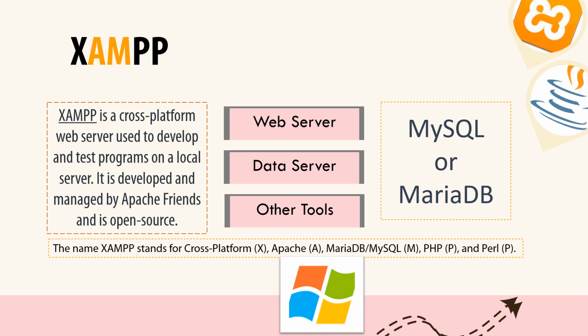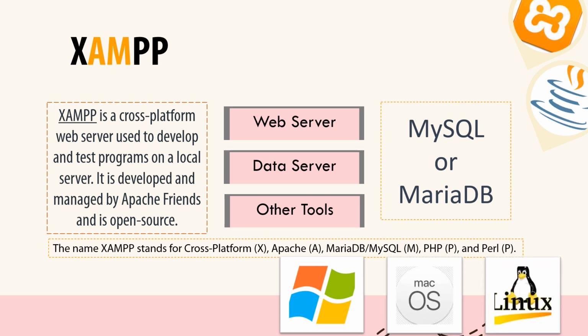XAMPP can be installed on Windows, Mac OS, and Linux operating systems, and is used by many developers, both beginners and advanced, to build and test their web applications in a local development environment before deploying them to a production server.